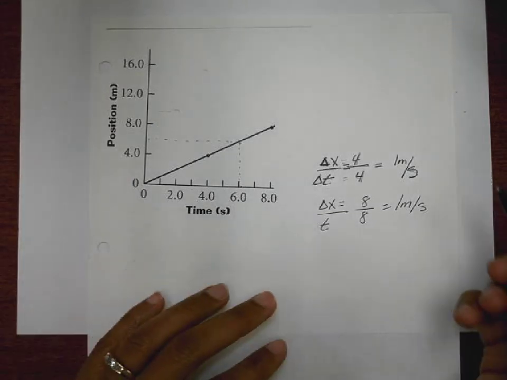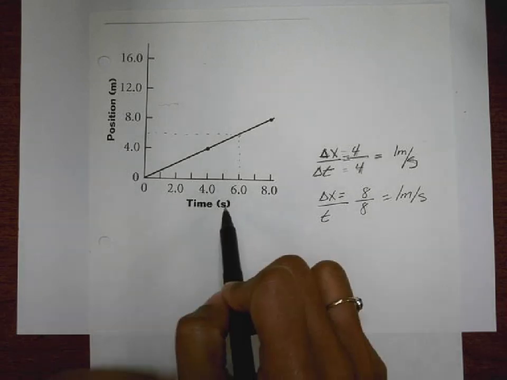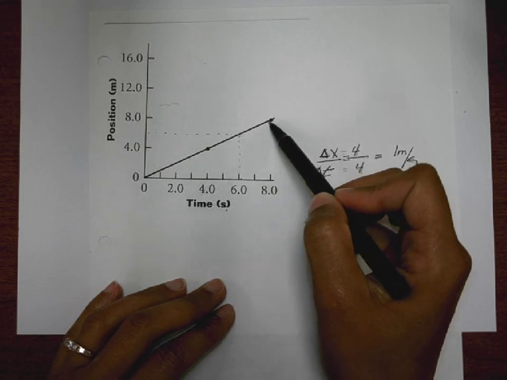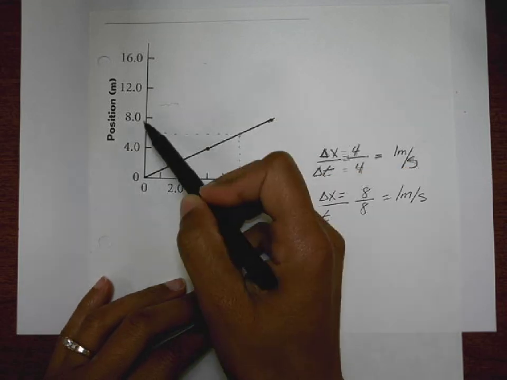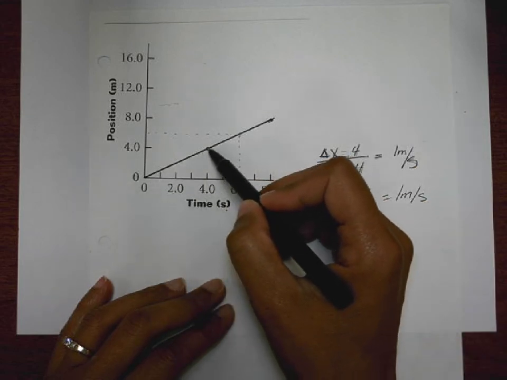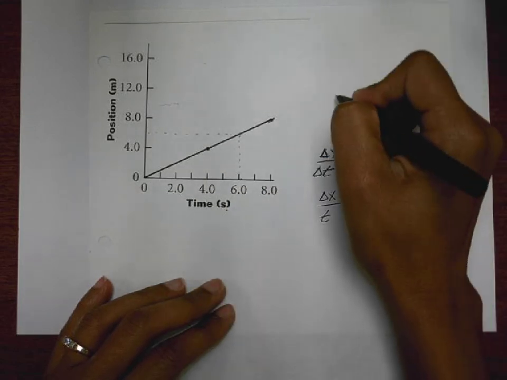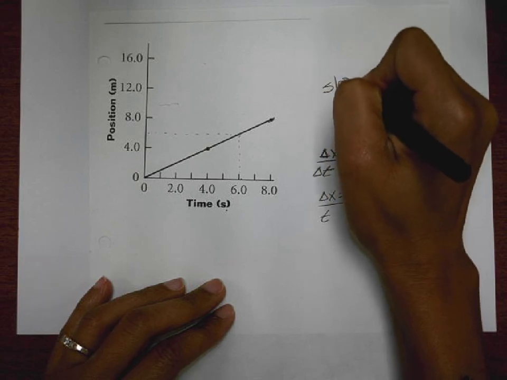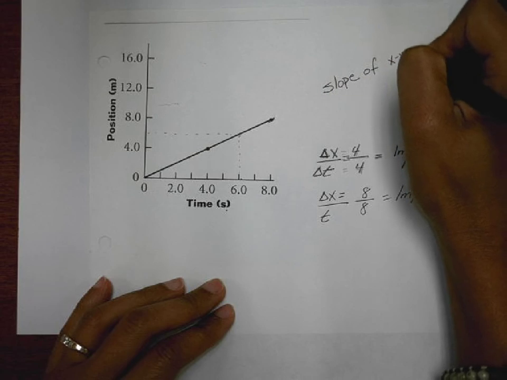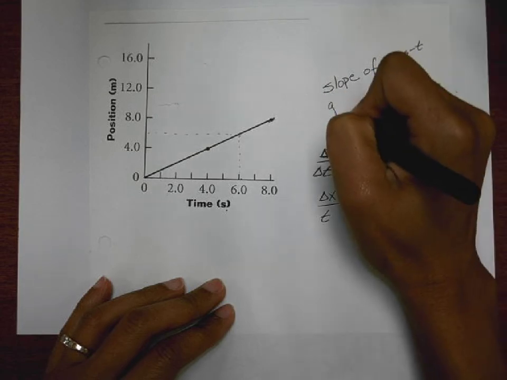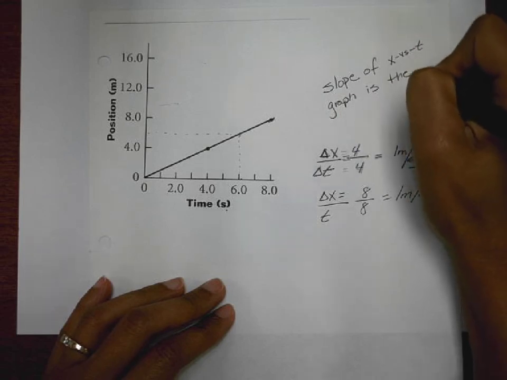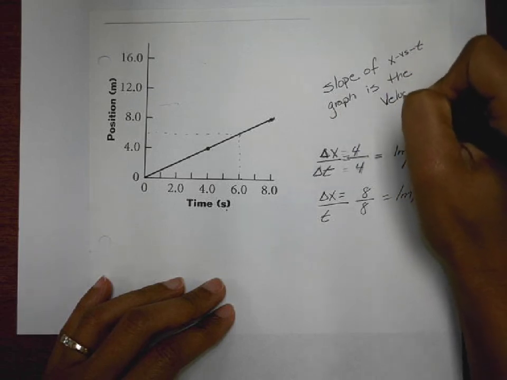Nothing is changing. So really, on a position versus time graph, the slope of this line, because that is what we found, the slope, change in the y over the change in the x, the slope of this line is the velocity. So the slope of a position versus time graph is the velocity.